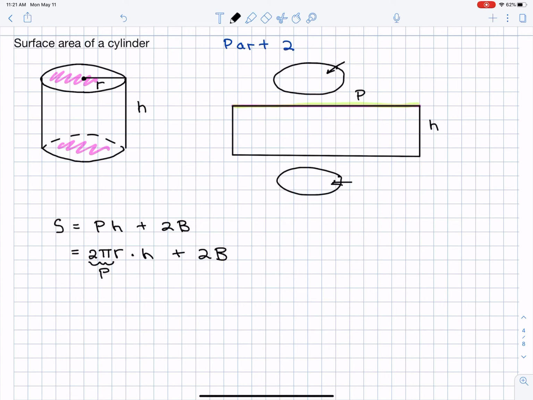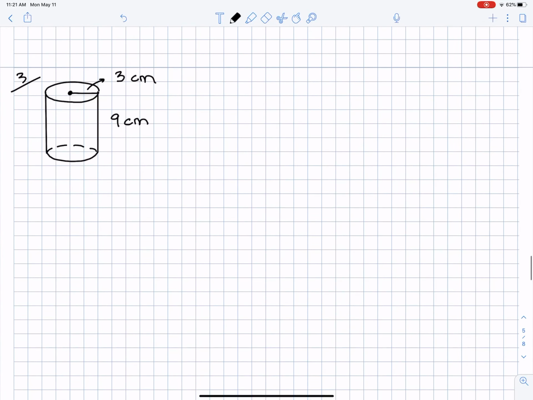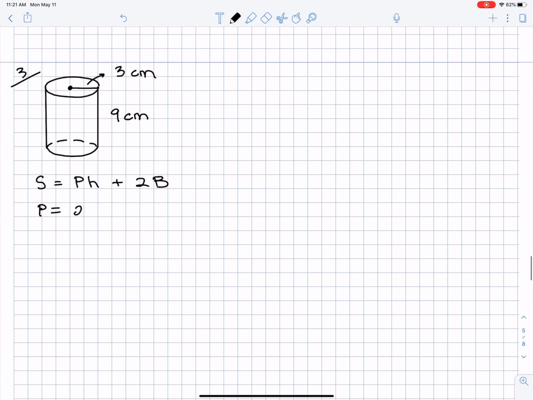So let's look at a concrete example. What do we have here? We have a cylinder, and the bases have a radius of 3, and it's got a height of 9. So let's go through and do our normal thing. Again, the surface area of all these shapes is the perimeter times the height plus our two bases. Well, what is our perimeter? Our perimeter is the circumference of a circle. So that is 2 pi r, where r in this case is 3 centimeters.